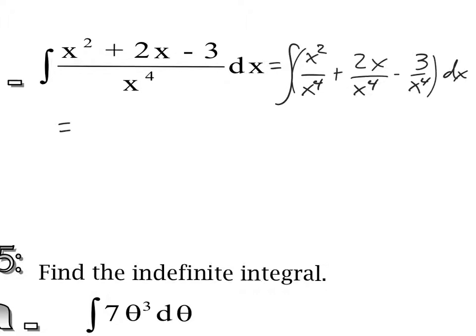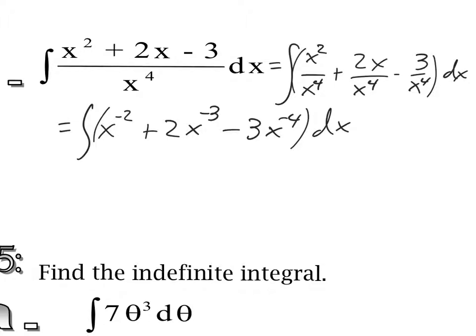Well, let's go ahead and simplify this. I have x squared over x to the fourth. I could think of that actually as x to the negative 2. And the next one I could think of as 2 times x to the negative 3. And finally 3 times x to the negative 4. Put that all in parentheses, dx. All right, now we can see this is a lot easier to take the antiderivative of than this.